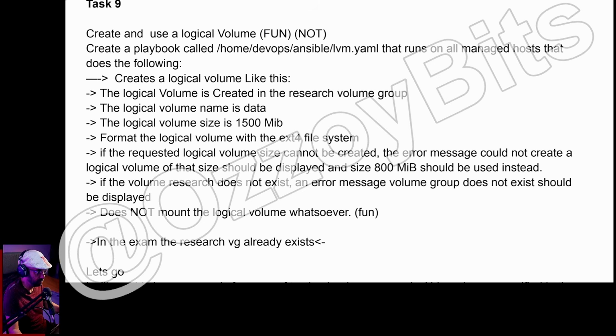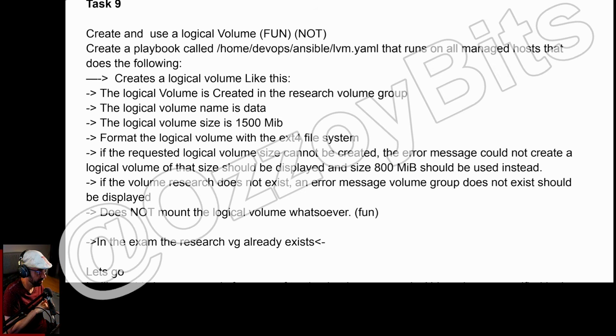The logical volume is created in the research volume group. In your exam, the research volume group already exists. So if you're doing this in your test lab, make sure that the VG called research already exists. So many people failed not the exam, but the practice, the prep, because they don't know this. So in the exam, the research volume group already exists, so you don't have to create it in the playbook itself.